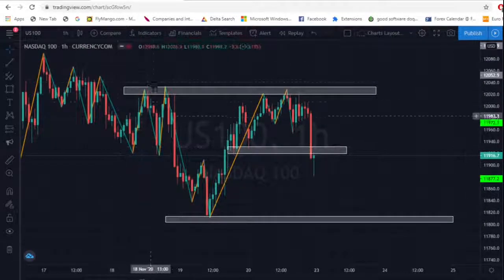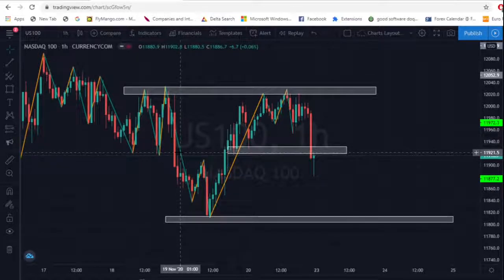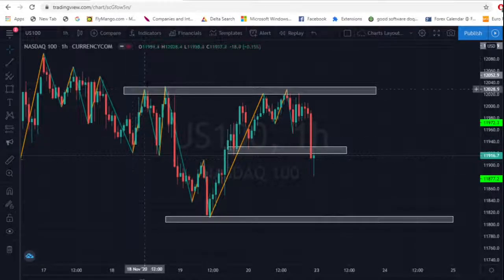Here, it entered this range, tested the range, gave a nice, beautiful... By the way, we are doing a series about forex chart patterns.